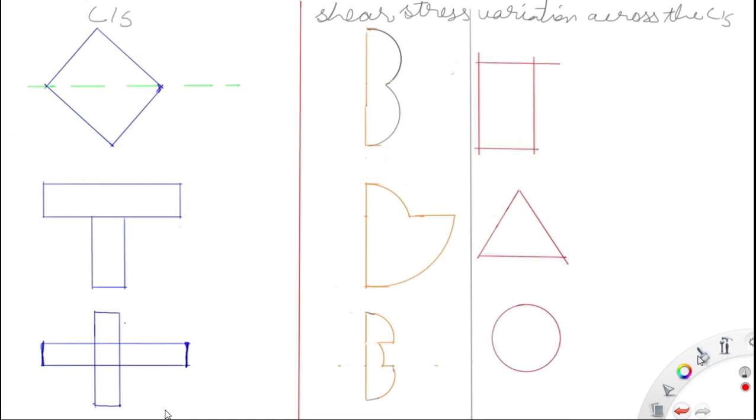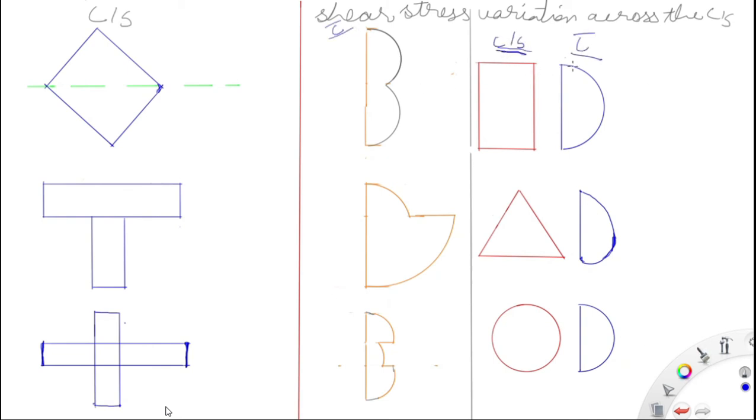Three more cross sections are there: a rectangular one, a triangular one, and a circular one. So this is the shear stress distribution in these. In the triangular one, you can see that it's not at h by 2. Maximum shear stress is not at h by 2, but lower than that. So this is the cross section and this is the shear stress distribution.